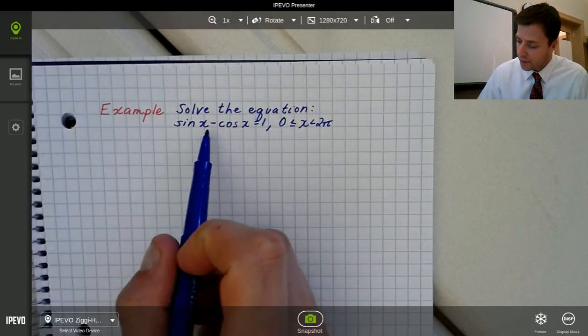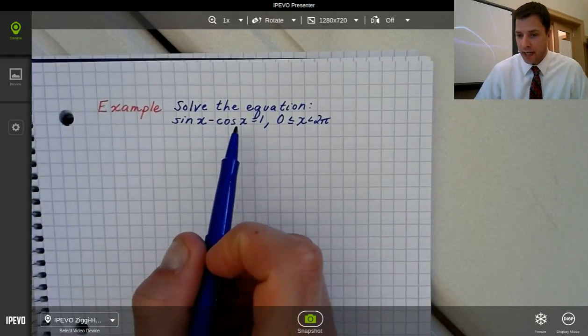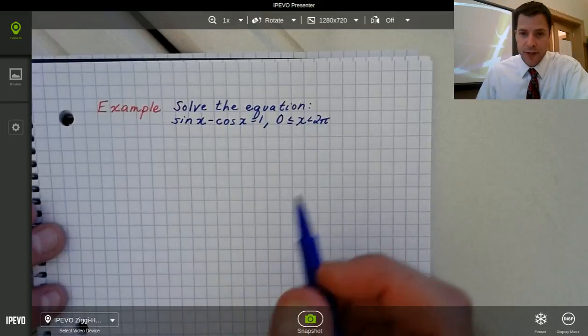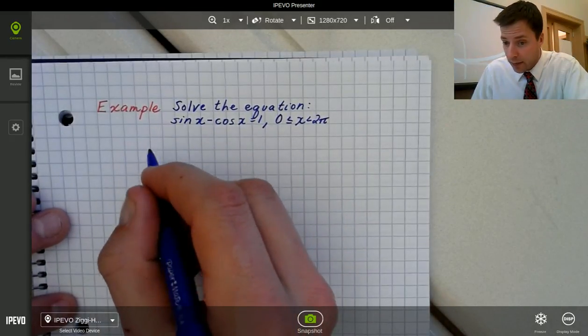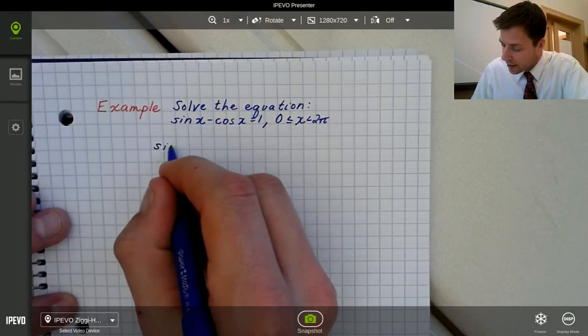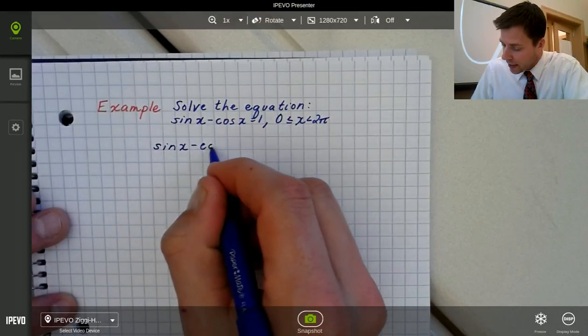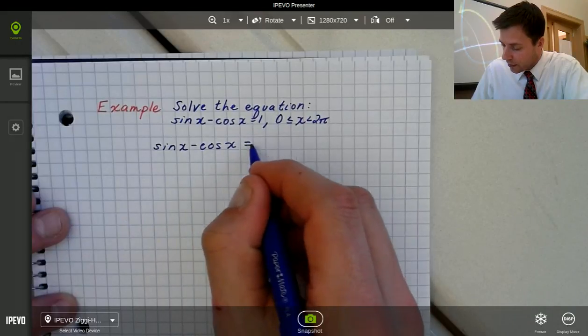Okay, so we're going to solve the equation sine of x minus cosine of x equals 1 from 0 to 2 pi. So I'm going to go ahead and rewrite this. Sine of x minus cosine of x equals 1.